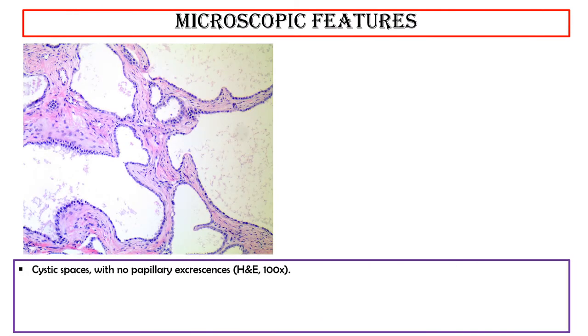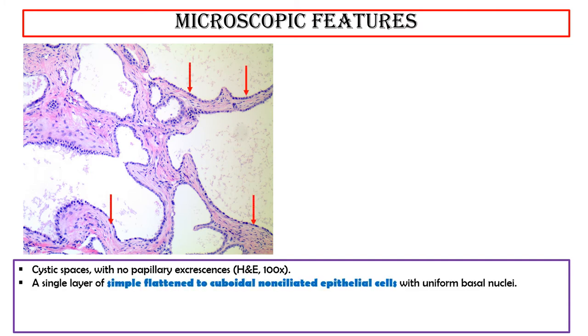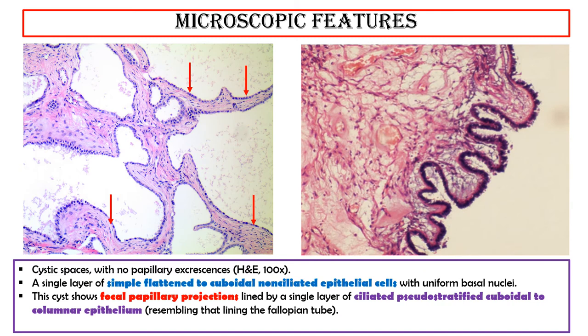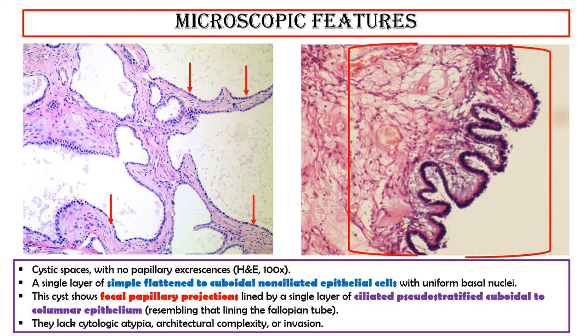This photo shows cystic spaces with no papillary excrescences. It shows a single layer of simple flattened to cuboidal non-ciliated epithelial cells with uniform basal nuclei. This cyst shows focal papillary projections lined by a single layer of ciliated pseudostratified cuboidal to columnar epithelium, resembling that lining the fallopian tube. They lack cytologic atypia, architectural complexity, or invasion.